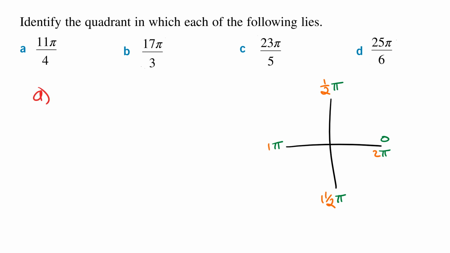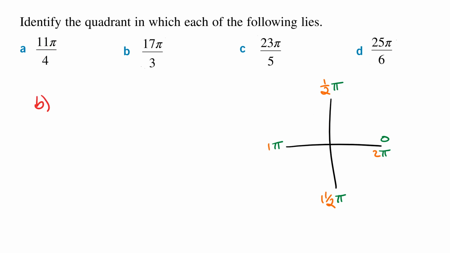Looking at part A, the number in front of the pi is 11 on 4. We need to write this in proper fraction form. In proper fraction form, 11 on 4 is the same as 2 3/4, and this is going to be 2 3/4 of a pi. Looking at our quadrants, we want 2 3/4 of a pi. So this is going to be 1 pi, this is going to be 2 pi's, and then we want 3/4 of a pi. 3/4 of a pi we know is more than a half, which means that 11 pi on 4 lies in this second quadrant.